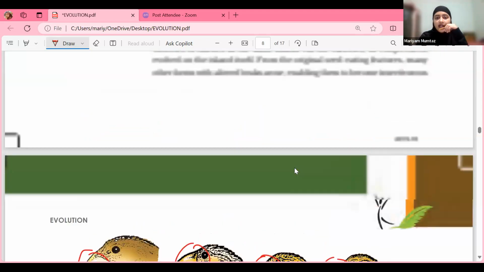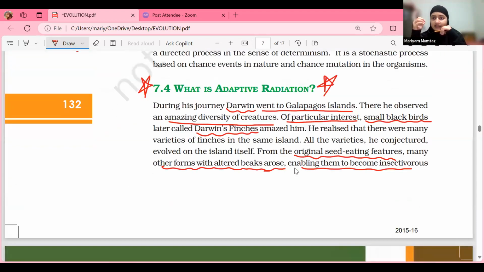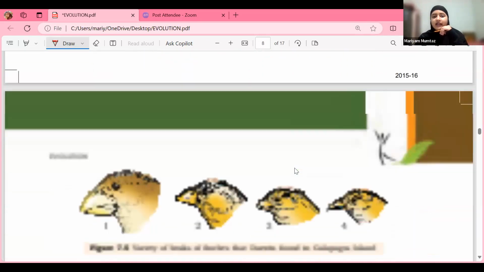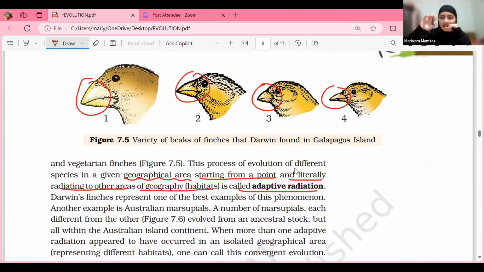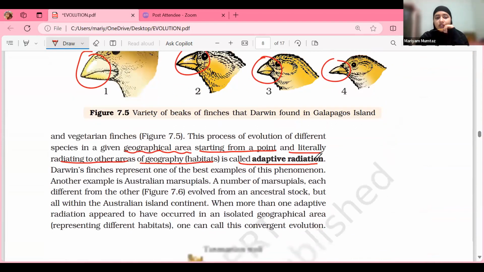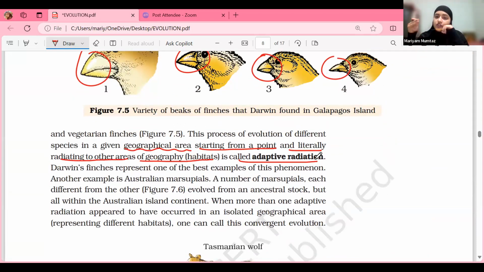Because if the bird has to pick insects, its beak has to be smaller and sharp so that it can go into the soil or wherever to pick out the insect. And if the bird has to eat fruit, then the beak does not have to be very sharp. Rather, it has to be something that can take a lot of food inside, right? So this is how the beaks would vary from different geographical points. So here they say that adaptive radiation is the process of evolution of different species in a geographical area, starting from one point and literally radiating to others, right?